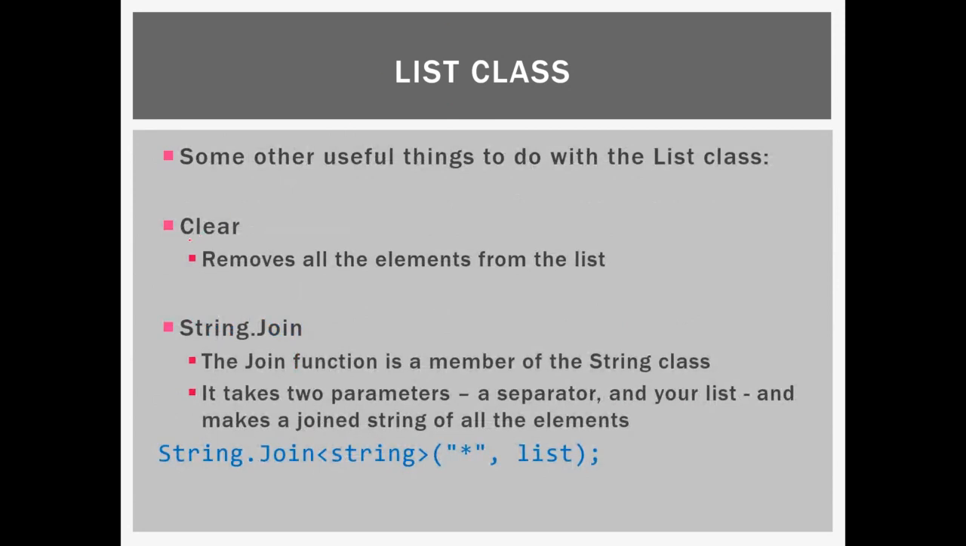Other things you can do from list: clear, obviously removes everything, and join here. Join isn't a list member; it's a member of the string class. But you can use string.join to take all the elements of a list and stick them together into one big string.